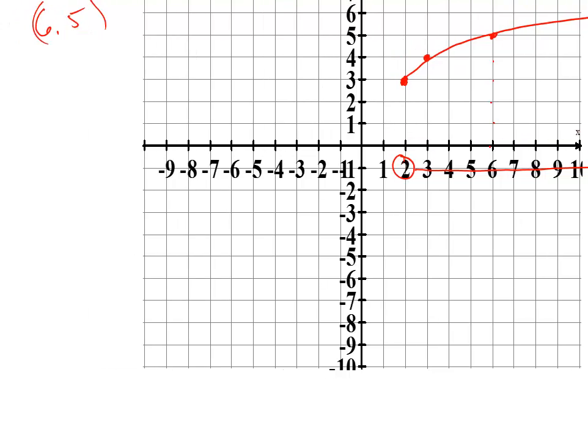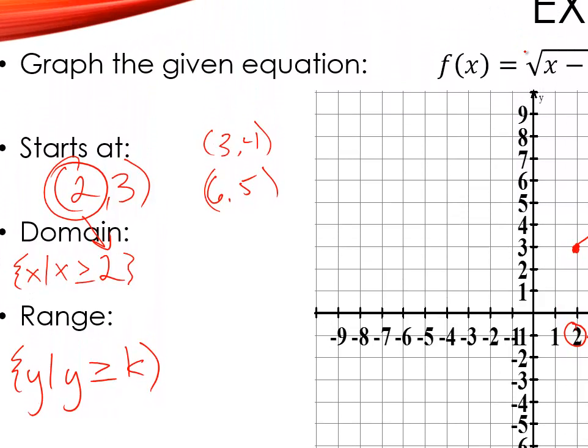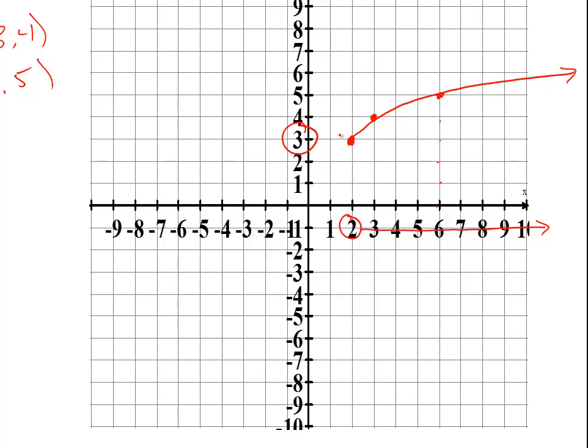If you do our range, from our notes it would be y such that y is greater than or equal to k, or less than or equal to k. But since we have a positive number in front of our square root, it's going to be greater than. So we just replace k with what k equals. So 3. So there's your range. And as you see here, our y values are all above 3. All these points are above 3.